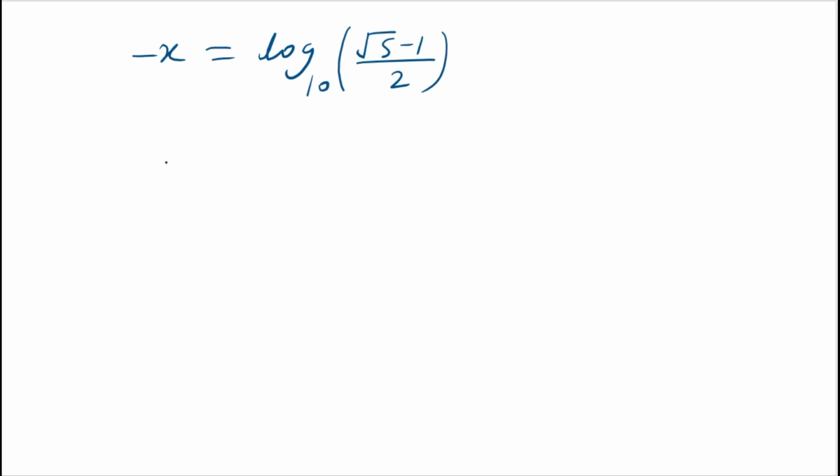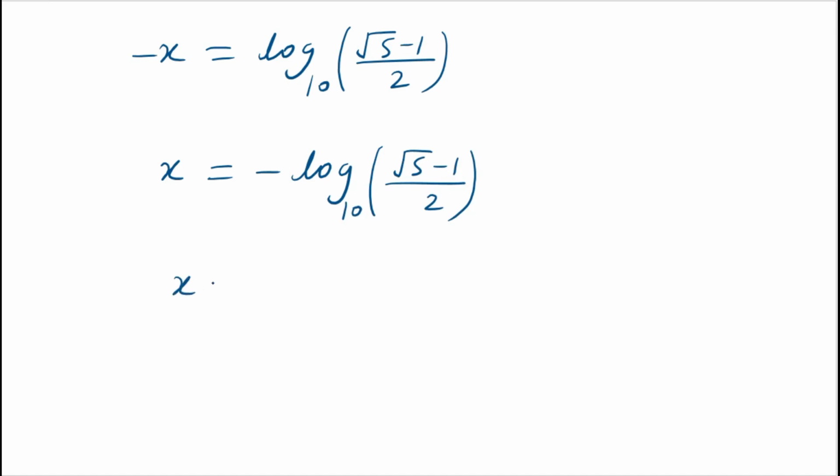Now multiply both sides by minus 1, then x is equal to minus log of (square root of 5 minus 1) over 2 with base 10. Then x is equal to, if you simplify this expression, log of (square root of 5 plus 1) over 2 with base 10. This is our final answer.